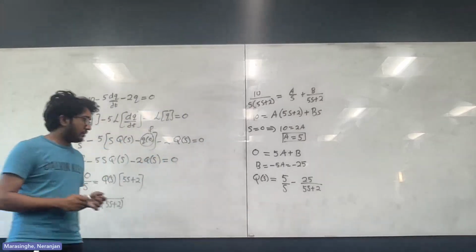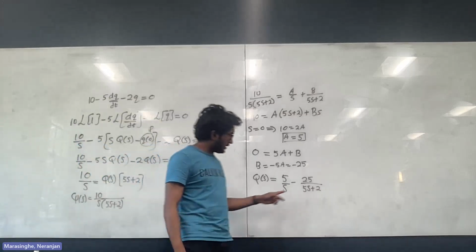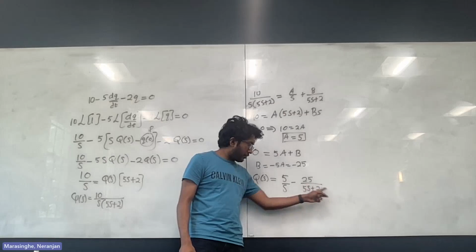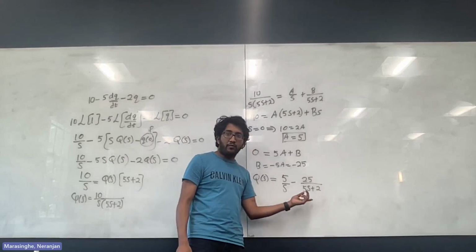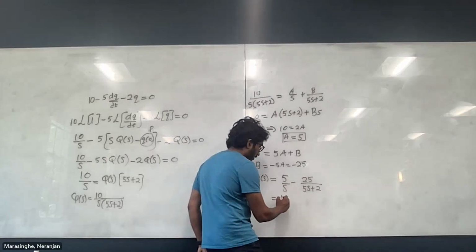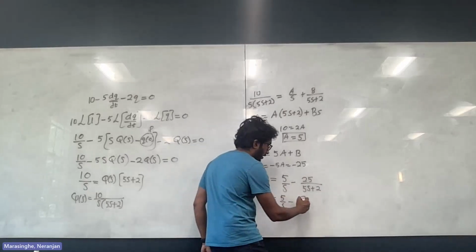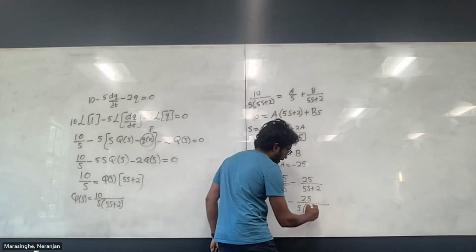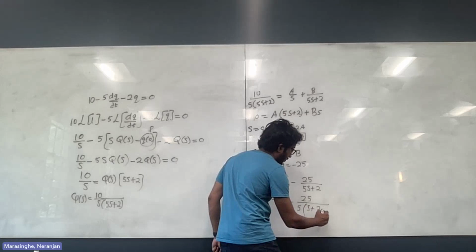Okay, right. Next, this 5 is a problem, right? So from the denominator of this fraction, I'm going to take 5 out. So what would I get? 5 divided by s minus 25. If I take 5 out, what would I get? s plus 2 divided by 5.